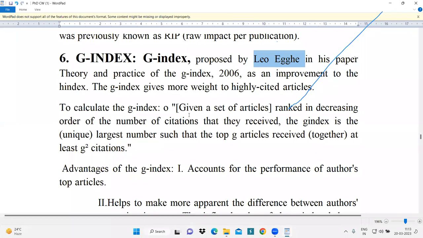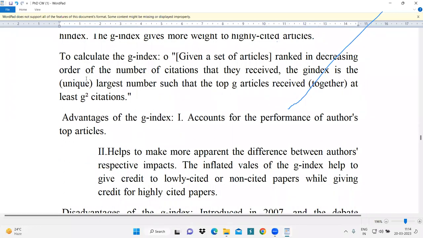To calculate the G index, suppose a given set of articles is there, ranked in decreasing order of citations: 10, 9, 8, 7, 6, and so on. The G index is the unique largest number such that the top G articles received together at least G squared citations. So given articles in decreasing order of citations received, what is the G index? We have done the H index, what the author has received. Now for the G index, we keep the articles in decreasing order of citations.